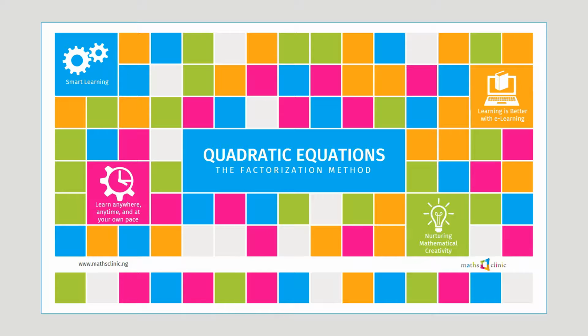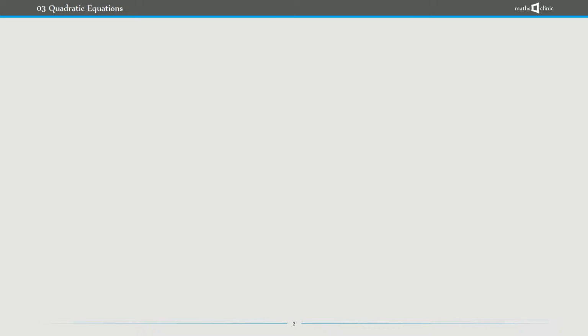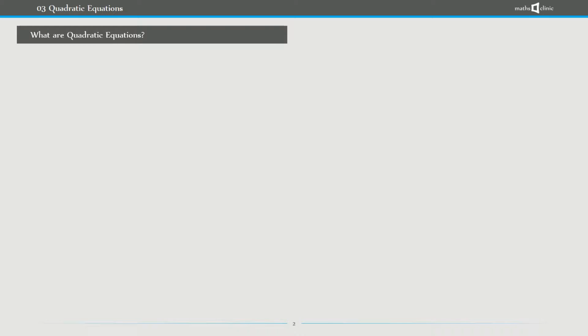So let's jump right into the lesson. Now, quadratic equations. What are quadratic equations? To understand quadratic equations, we need to know what quadratic expressions are. Now what is a quadratic expression?